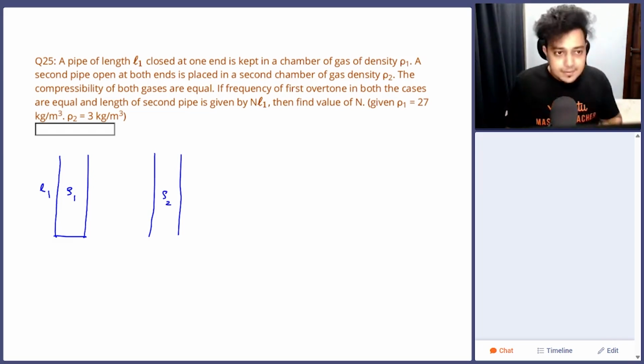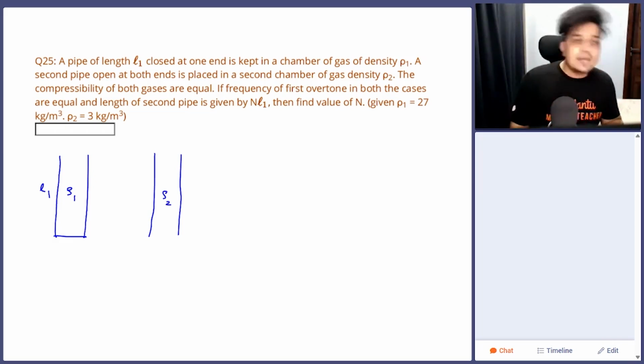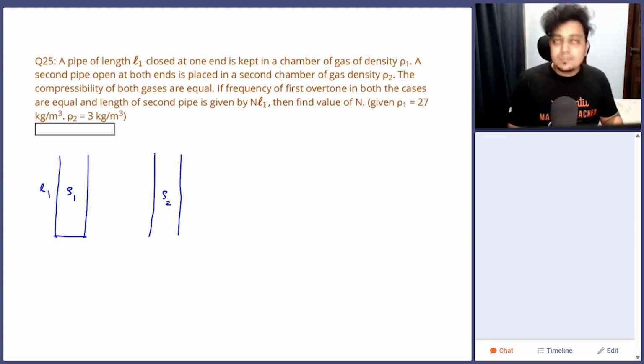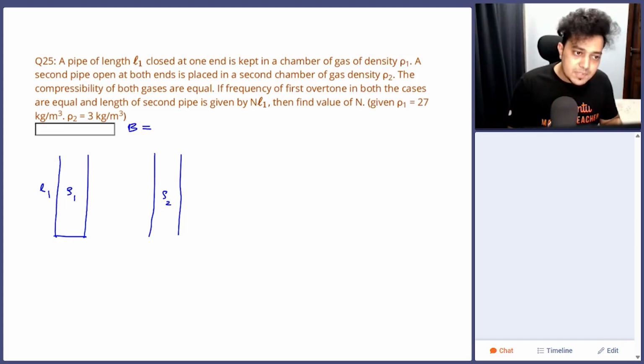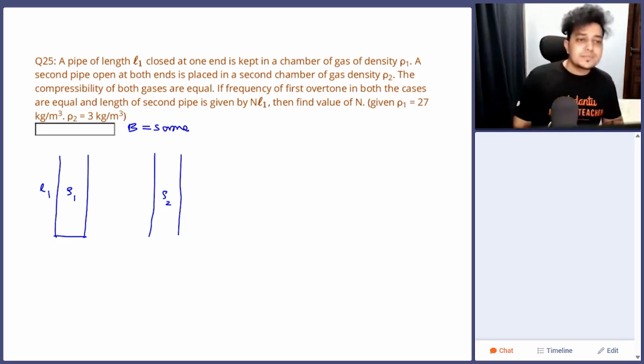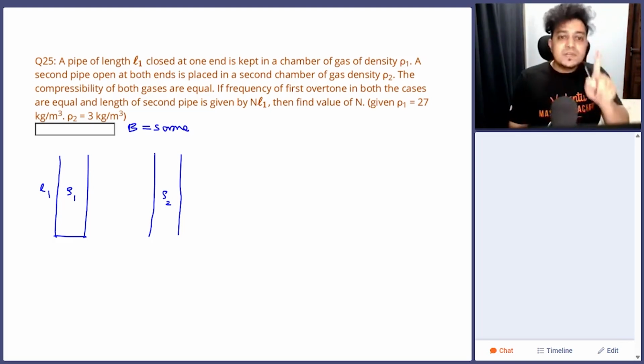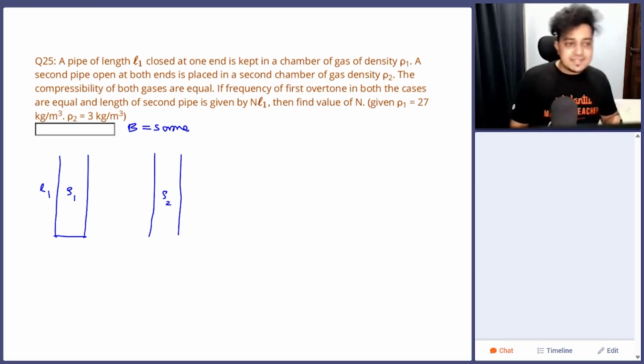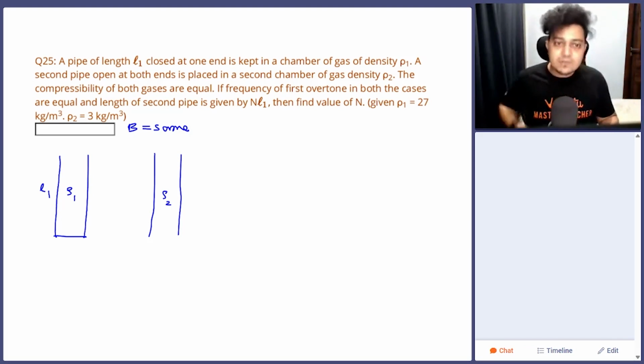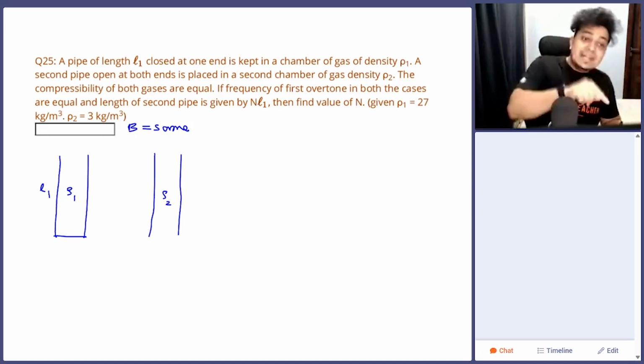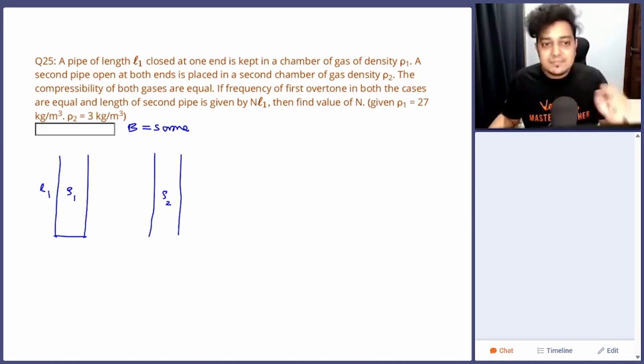And they both have the same compressibility. So their bulk modulus is the same. Both the gases have different density, but their bulk modulus will be the same. Compressibility is the reciprocal of bulk modulus. If the frequency of the first overtone in both cases are equal, then the length of the second pipe is given as n times L1. We have to get the value of n here.